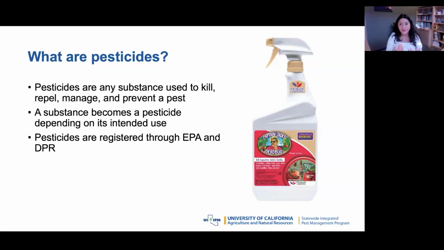So we often hear the example of using vinegar as a pesticide. Even though it might not be labeled as a pesticide, it becomes a pesticide once you start using it for killing weeds. Or, for example, bleach, right? It's a household cleaning product and it's not really known as a pesticide, but it kills viruses and bacteria, and those are pests to us. So it's considered a pesticide.